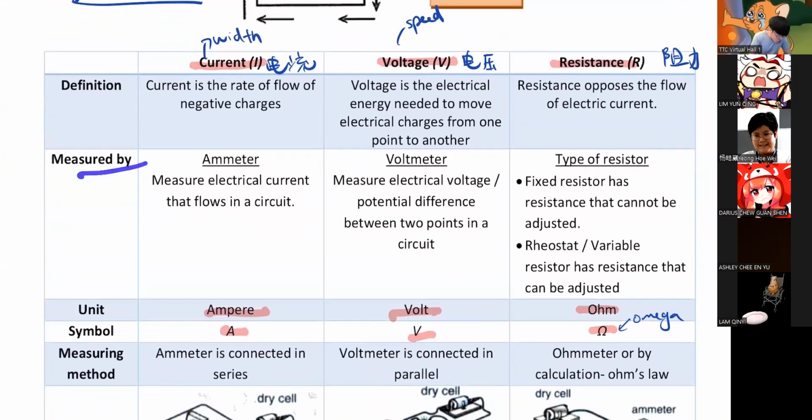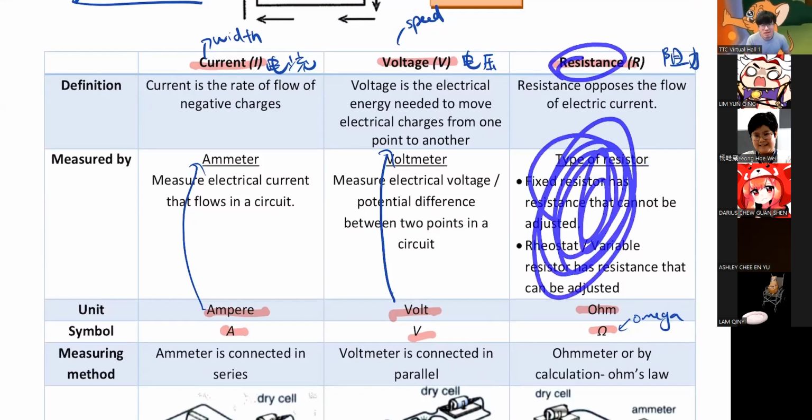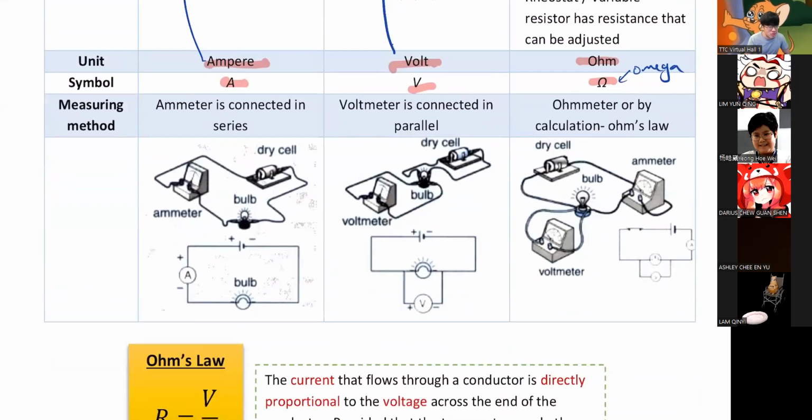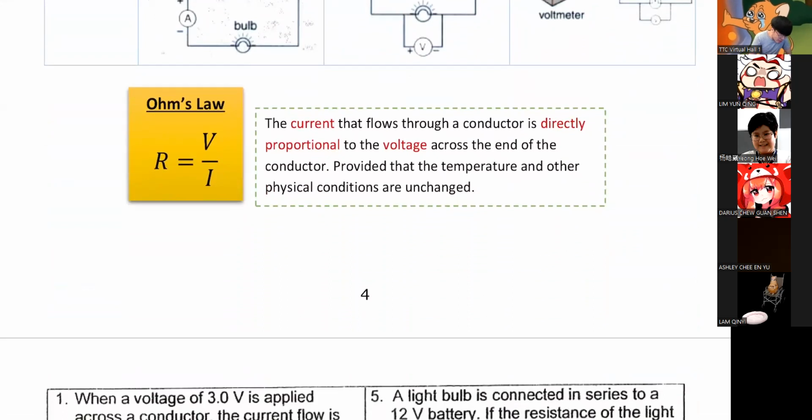So how do you measure current? We use something called ammeter, because ampere ma. So ammeter lor. And then to measure volt, right? We have voltmeter. Then sir, how about resistance leh? Why no device to measure one? Resistance no need to measure one. Resistance we calculate, which brings me to my next point.